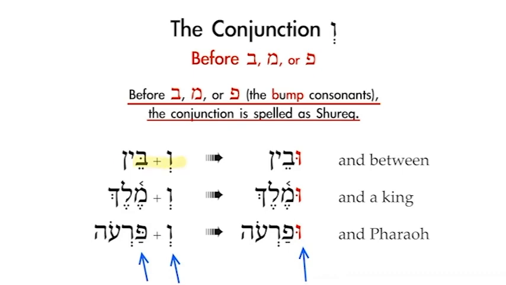You can see here in our first example that something like what would have been va-ben has become u-ven. And notice that the dagesh lene in the begadkefat consonant has dropped out after the conjunction. That's because the conjunction is now preceded by a vowel, and so the dagesh lene will drop out. Something that would have been originally va-melech has now become u-melech because it occurs before the mem consonant, and something that would have been something like va-paro has now become u-faro with the prefixing of the conjunction because it begins with one of those bump consonants. When you add the conjunction vav to bet, mem, or pe, it won't be spelled with vav plus vocal schwa. It'll be spelled as shureq, and you've got to memorize that.